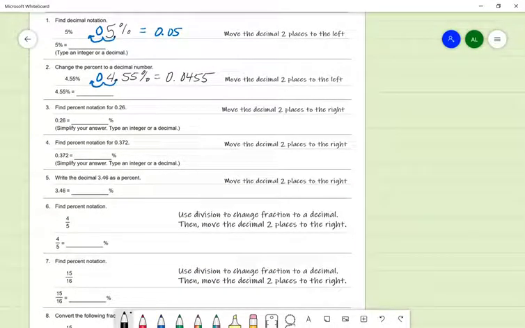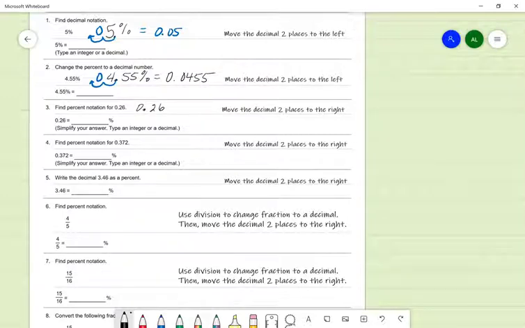Find percent notation. So this time we're going in the opposite direction. We're taking a decimal and we're going to convert it to a percent. And the way we do this is we move the decimal 2 places to the right. So we're starting with 0.26.